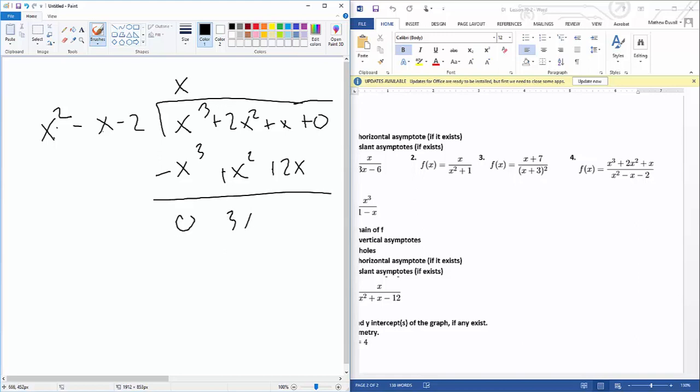0, 3x squared, 3x, and then 0. So once again, x squared goes into 3x squared, now plus 3 times. Now this is all I need to worry about. I know anything else that I get is going to be the remainder. So my oblique or slant asymptote equation is going to be y equals x plus 3.